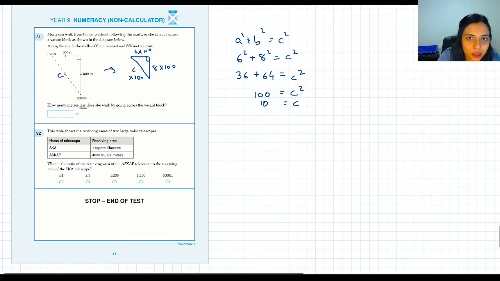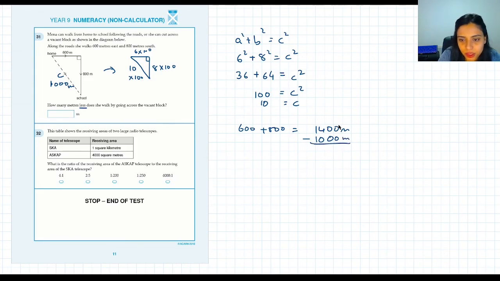So this length is 10. So 10 times 100 is 1000. So this actual length is 1000 meters. So how many meters less does she walk? Well, we need to add up these two numbers first. So she would have walked 600 plus 800, which is 1400 meters if she took the path. But by cutting across, where she's walking only 1000 meters, she's walking 400 meters less than she would have.